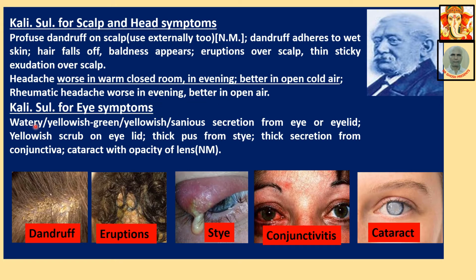Kali-Sulph for eye symptoms. Watery, yellowish-green, yellowish or cyanous secretion from eye or eyelid. Yellowish scab on the eyelid, thick pus from stye, thick secretion from conjunctiva. This is the conjunctiva, red conjunctiva. Thick secretion therefrom. Cataract with opacity of lens. Here Natrum is also useful.